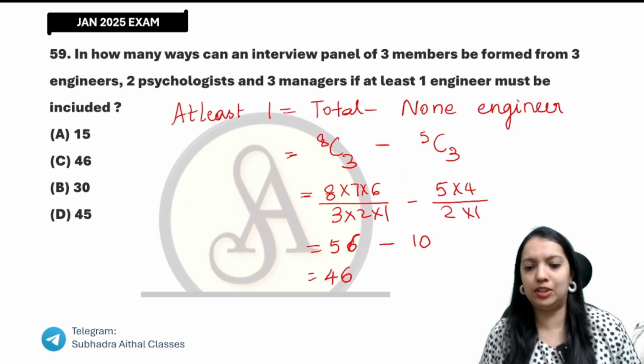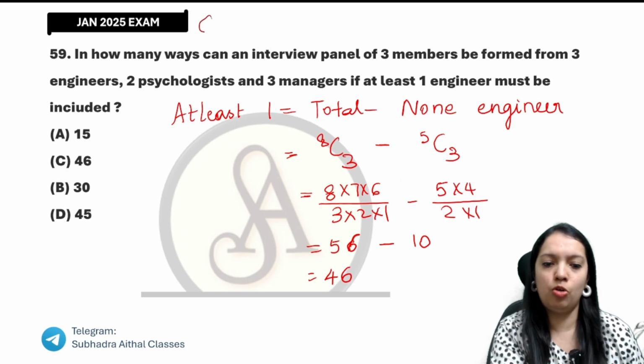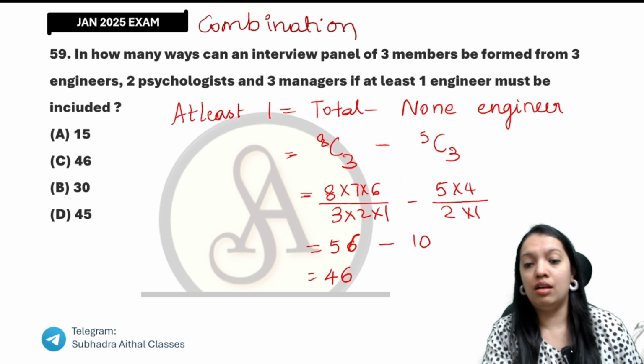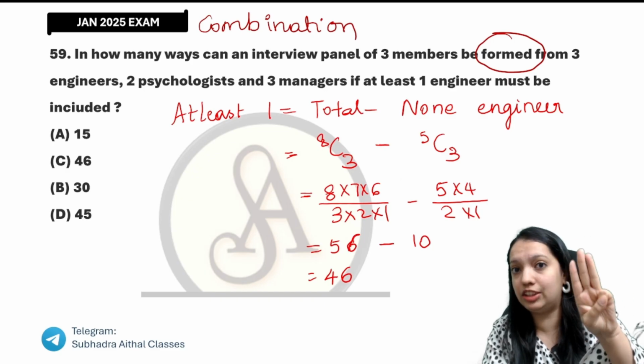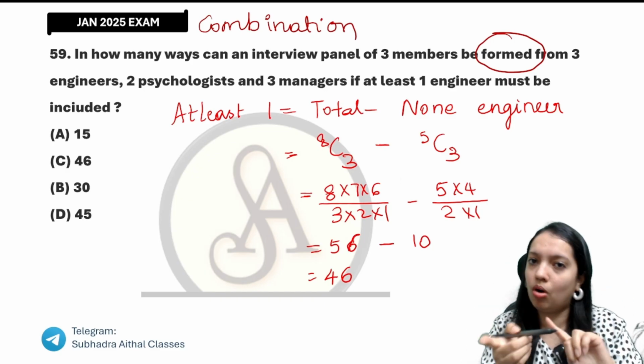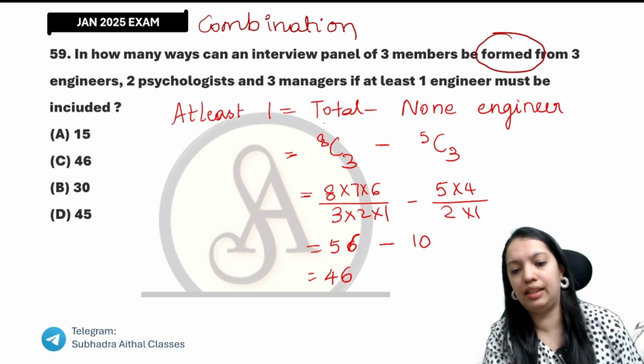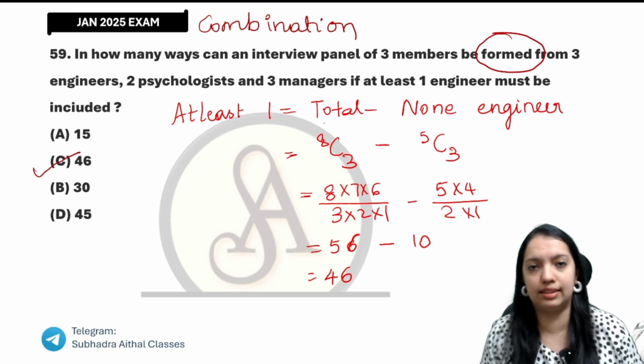Next, this is a question from combination. How many ways can an interview panel of 3 members be formed? They are just asking about formation in which there is at least one engineer. There can be 1 engineer, 2 engineer, 3 engineer. 3 different cases will come, or you can take total minus no engineer. You get the answer as 46.